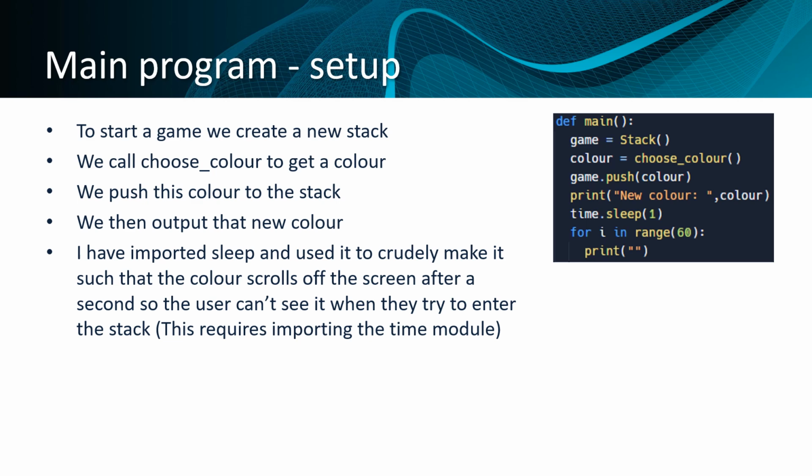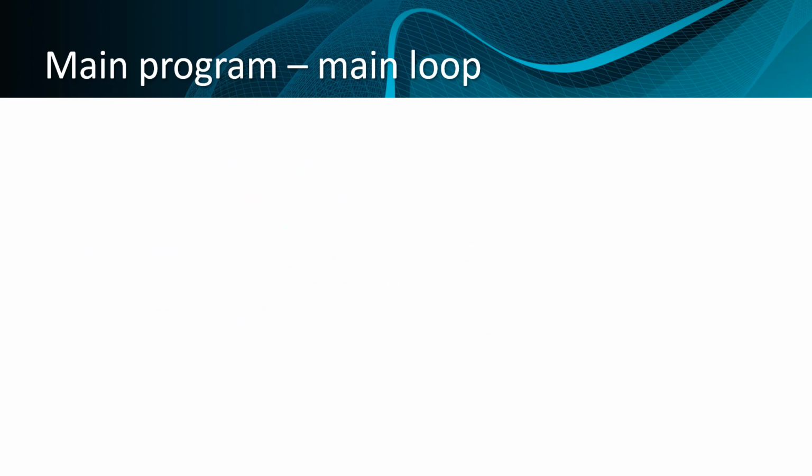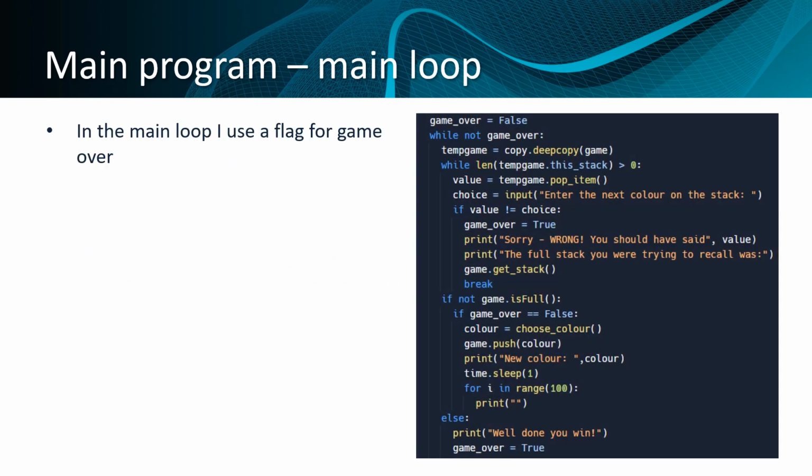I've imported sleep and used it to crudely make it such that the colour scrolls off the screen after a second, so the user can't just see what it was that was written there when they try to enter the stack. This does require importing the time module to ensure that the command time.sleep(1) will actually make the program stop for 1 second. In the main game loop, I use a flag for game over.